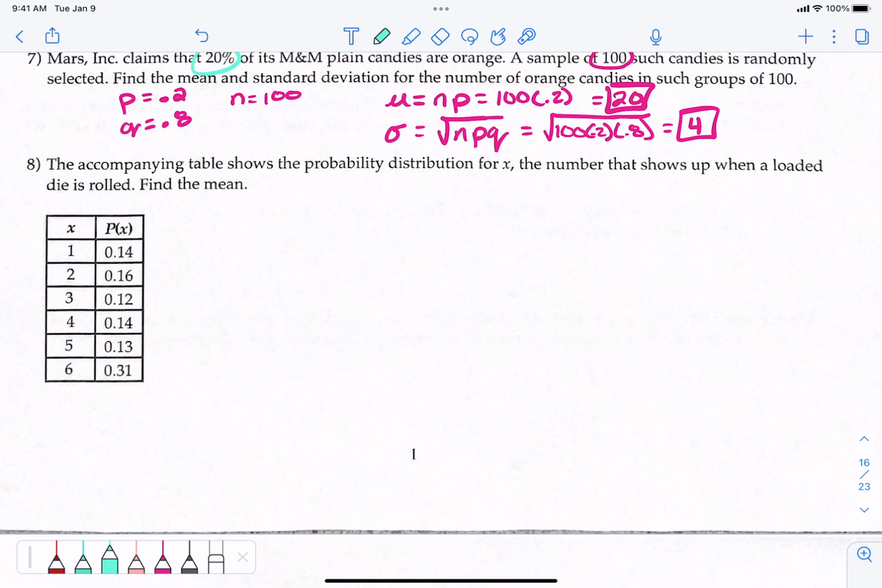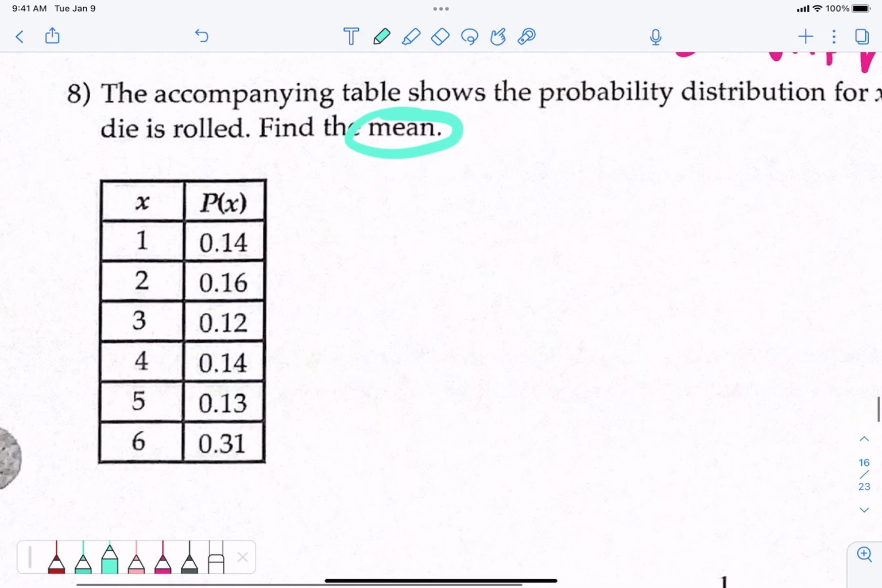When it has an accompanying table and they're asking for mean, go to your yellow sheet, look at the ones that have a table, which is section 5.1. This is where we're at. We're finding the mean for this. How do you find the average when you're given a table?